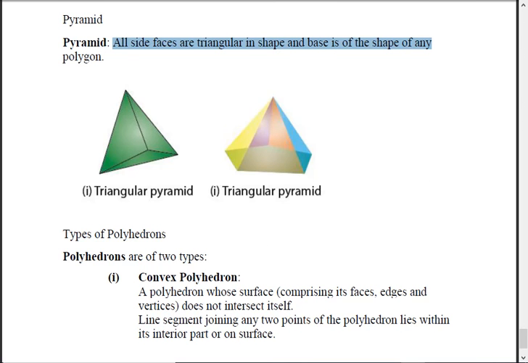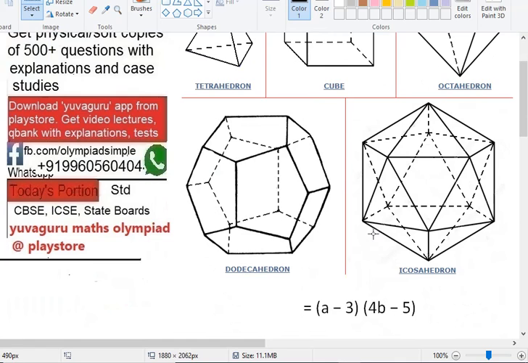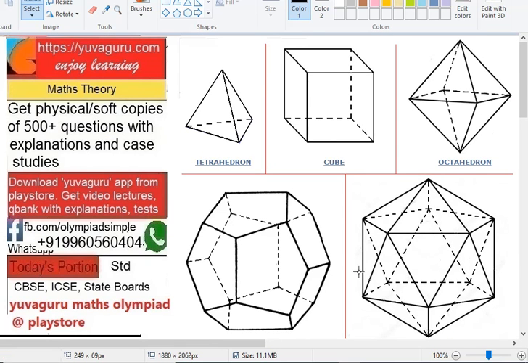Here are a few examples of polyhedrons. Polyhedrons means solid figures. Tetrahedron, cube, octahedron. Then this is called dodecahedron. Then this is icosahedron. There are many available on Google. So that was the theory about visualizing solid shapes.